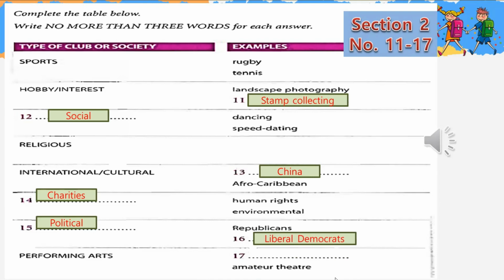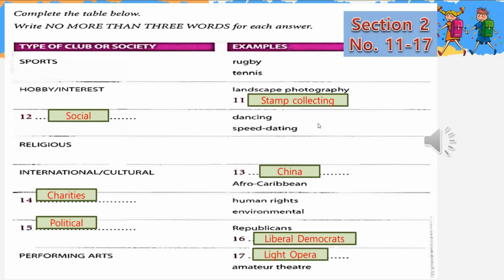And then the last number here. The word "finally" tells you that number 17 is coming. The speaker mentioned performing arts. The answer on the first example is amateur theater. So amateur theater, and then after that, what is the example? The light opera. So these are the correct answers up to number 17 in section 2.